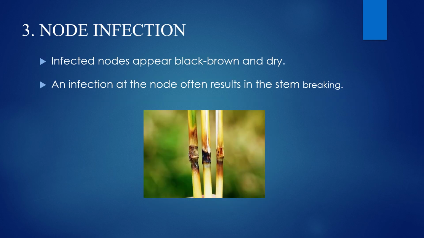The third one is node infection. Infected nodes appear black to brown and dry. An infection at the node often results in the stem breaking. This is the node infection in a premature rice crop.